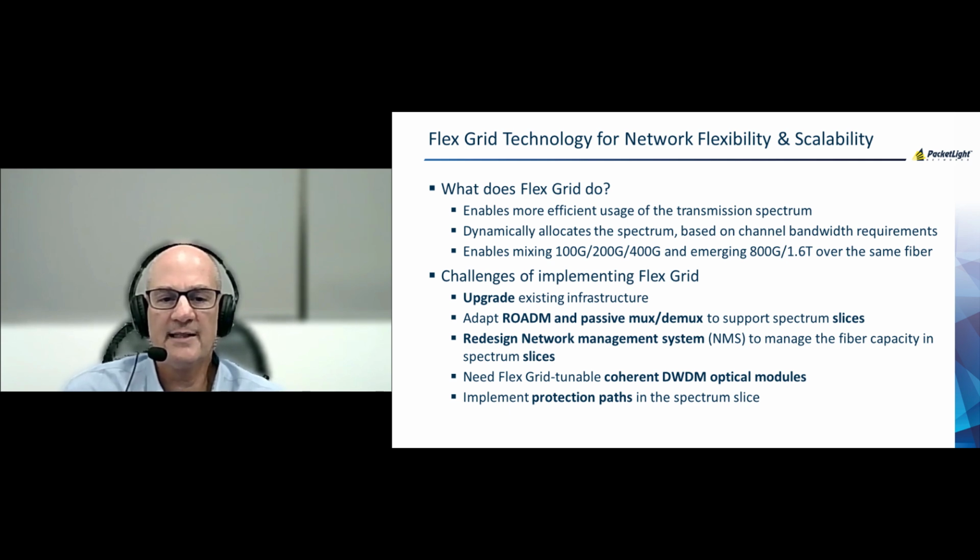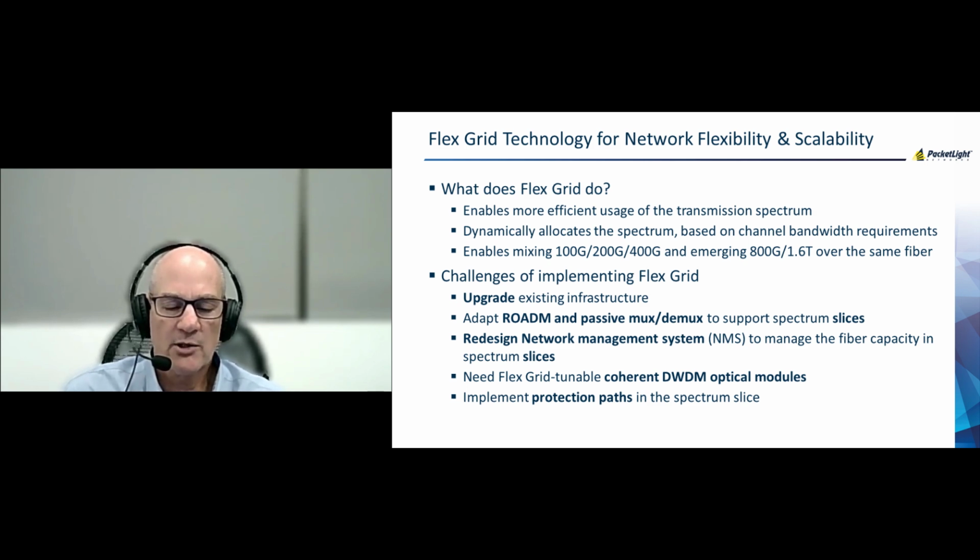Going forward, we will see that moving to flex grid enables us to look at the spectrum of light inside a fiber as slices of spectrum rather than fixed channels. And this is the secret behind aligning 100 gig, 800 gig and 1.6 tera wavelengths efficiently inside the fiber and utilizing the fiber to the best. There are some challenges in moving to flex grid, especially if you are in a brownfield network with an existing network. Some of the infrastructure components will need to be upgraded, like ROADMs, passive mux/demuxes, and so on, in order to operate in slices instead of fixed channels.